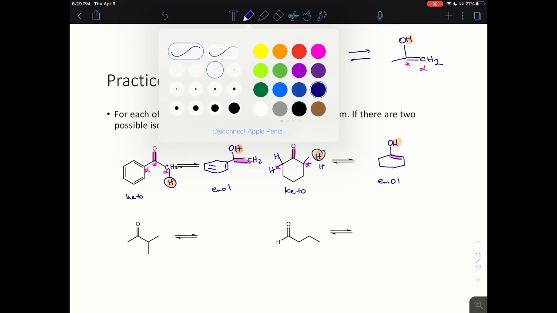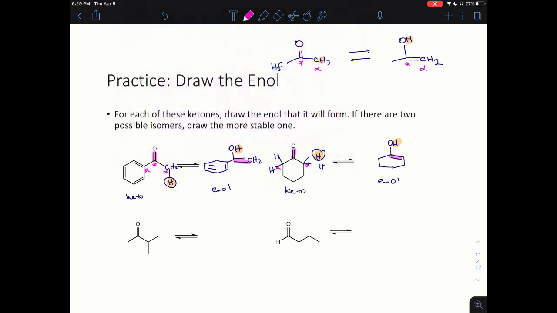Now for the final examples, they get a little bit trickier. So bottom left, we have two different alpha carbons. I'll distinguish them by alpha and alpha prime. And so we could have two different enols. If we deprotonate alpha, we would get this double bond. If we deprotonate alpha prime, we would observe this enol.